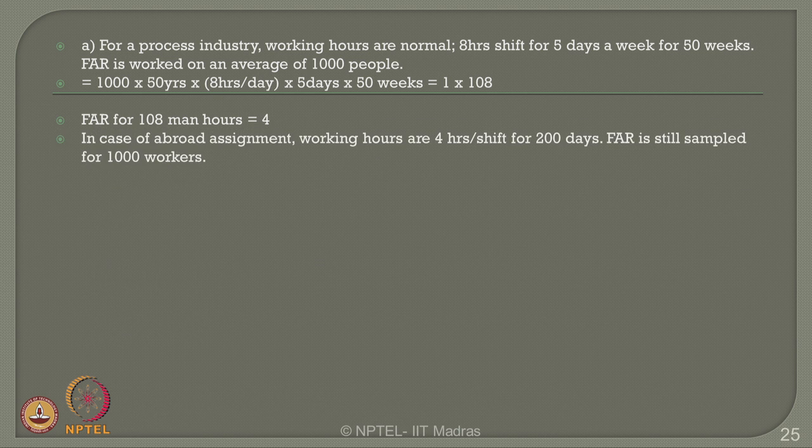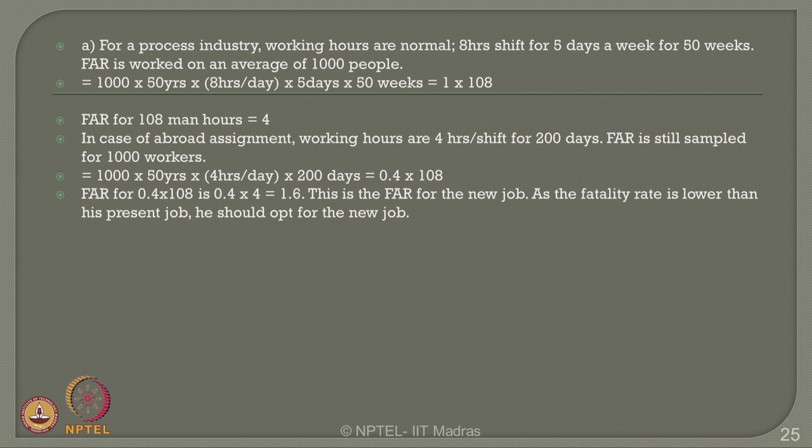In the case of an abroad assignment where the person is offered employment in the oil and gas industry, the working hours clearly show only 4 hours a shift for 200 days. FAR is still sampled for 1000 workers. So 4 hours a day for 200 days gives only 40% of the existing risk. So FAR for 0.4 of 108 will be obviously 0.4 of 4, which will be 1.6 in his mind of comparison. This is the FAR for the new job.